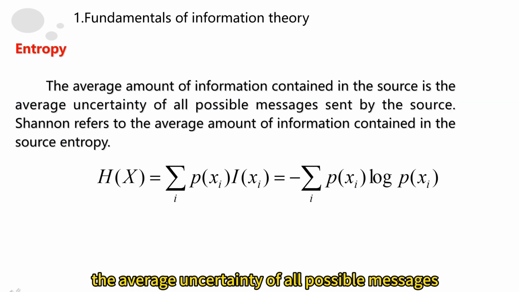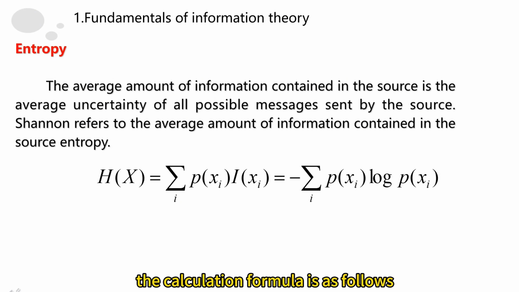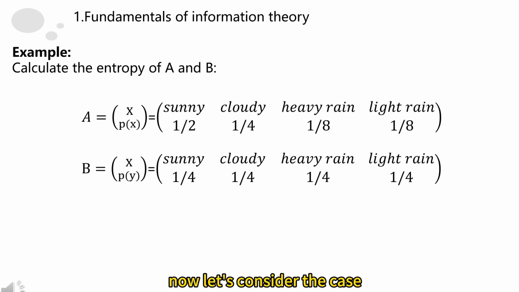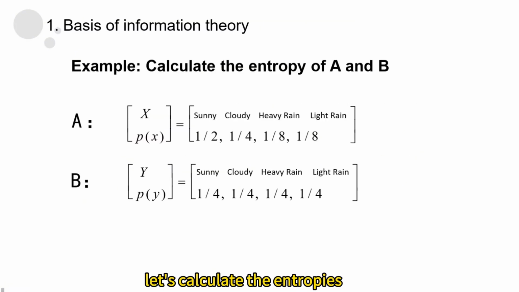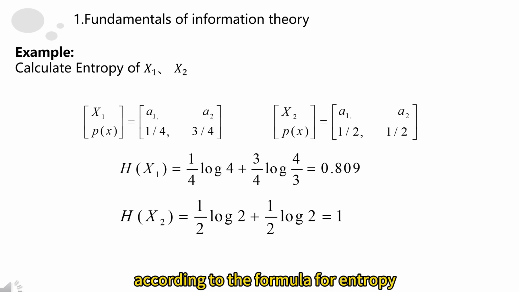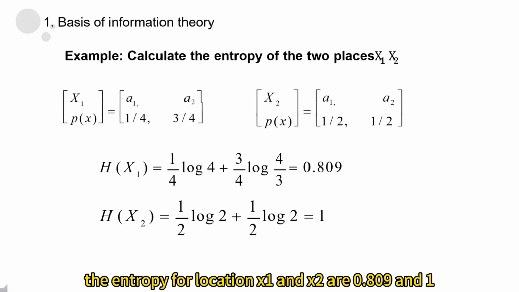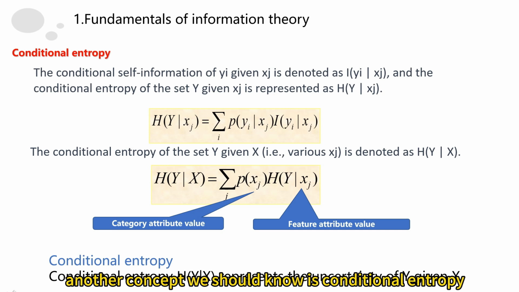The average uncertainty of all possible messages emitted by an information source is called entropy. The calculation formula is as follows. Now let's consider the weather forecasts provided for two locations, A and B, about a future day. Let's calculate the entropies of the weather forecasts for these two locations. According to the formula for entropy, after calculations, we determine that the entropies for locations x1 and x2 are 0.809 and 1, respectively. Another concept we should know is conditional entropy.